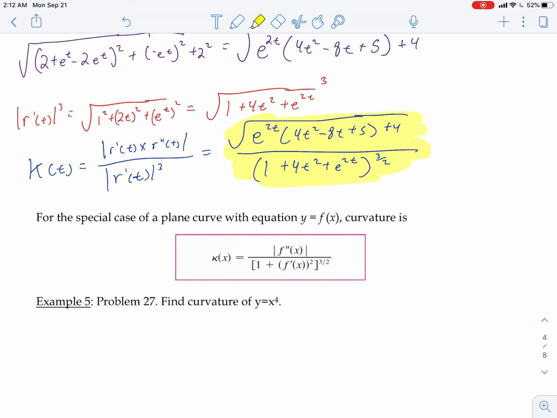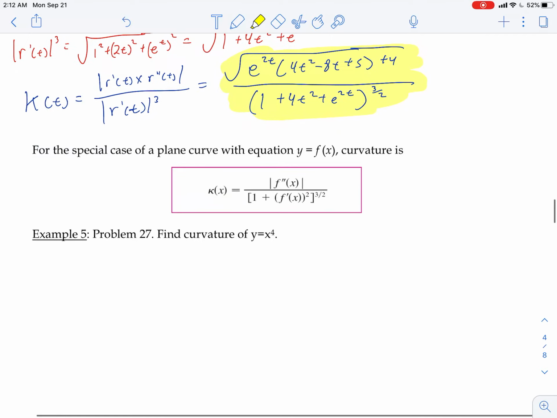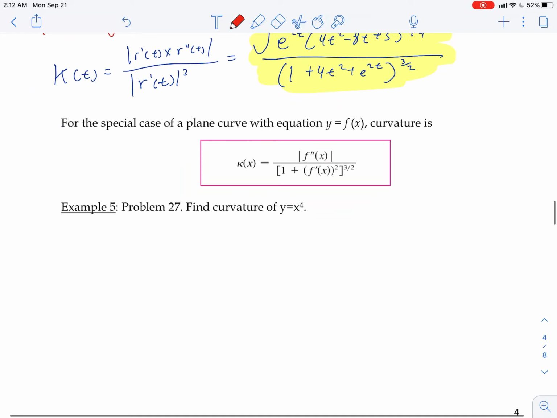The second one could be a special case of a plane curve with equation y equals f of x. If that is ever the case, we can solve using our formula: kappa of x is equal to the magnitude of the second derivative of our function, all over 1 plus the derivative squared, taken to the 3/2 power. So that's another way that we can find the curvature.